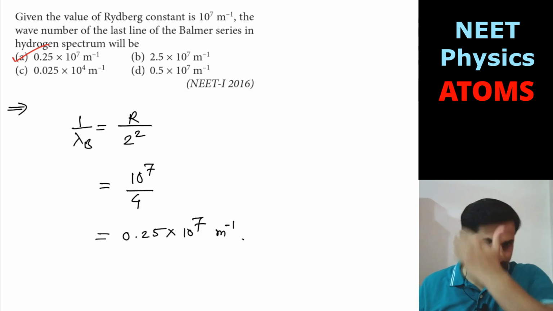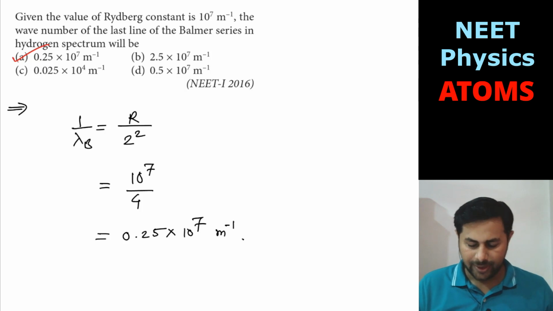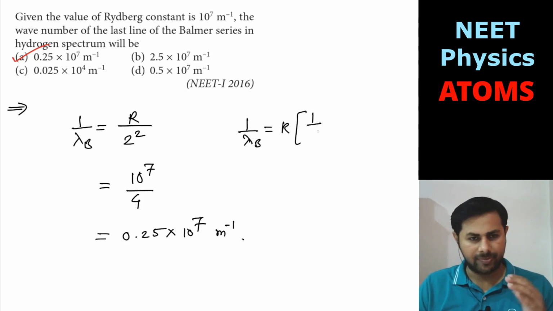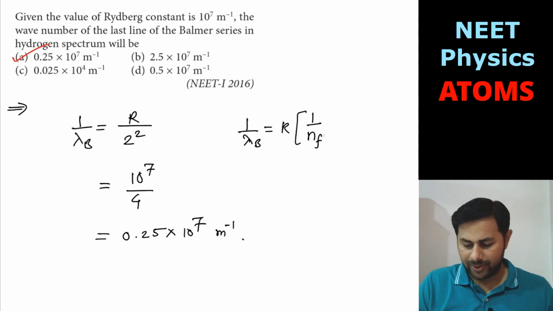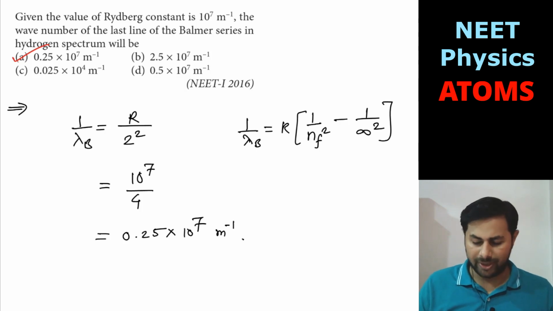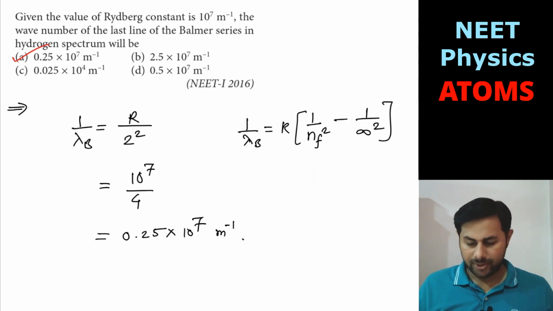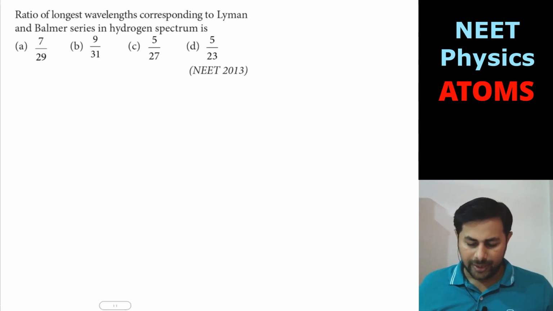Okay, there is no confusion, right? What we are doing is, last line means R multiplied by 1 by final orbit square, so nf square, minus, for last line, 1 by infinity square, as the initial orbit would be infinity, and 1 by infinity is 0. That's why we are just writing R by nf square. This is clear, Selva Kumar? Clear, sir. Okay, good. Let's see next one.